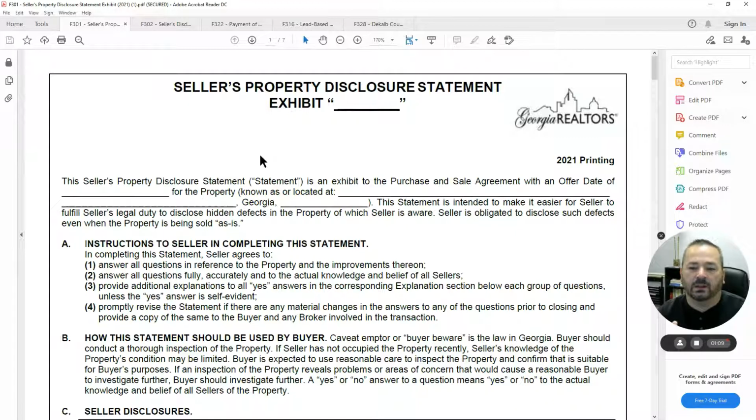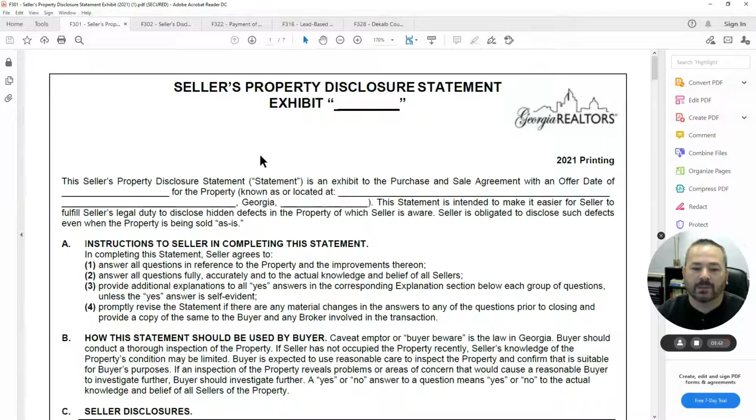Okay, this form has been around for quite a long time. This is the form where the seller is telling the prospective buyer everything that they know about the property. Okay, now they're required by law to share any known latent defects. Okay, they don't have to share everything, but they have to share if they know something is wrong with the property that is not easily recognizable.